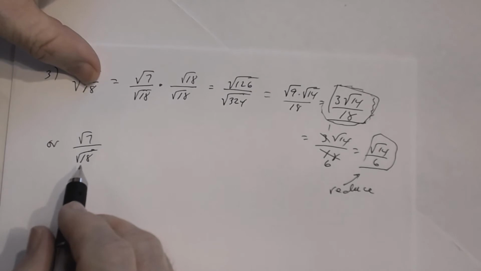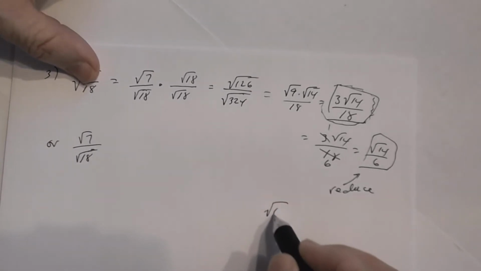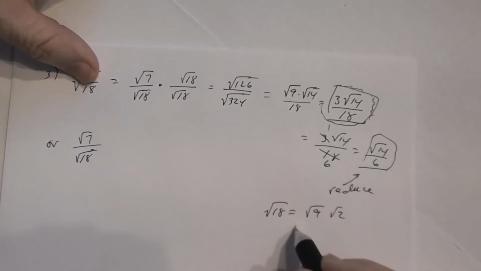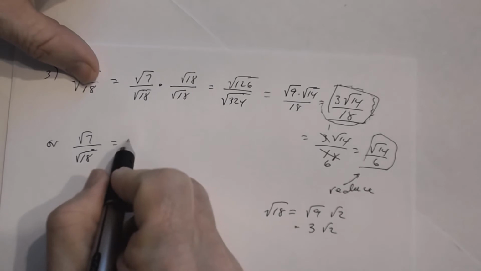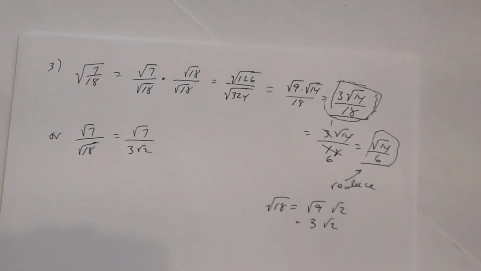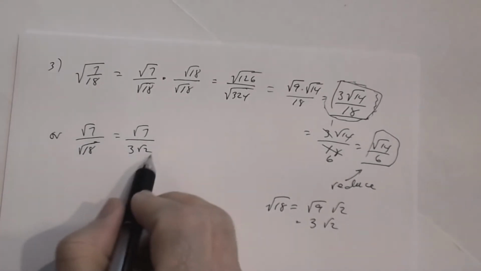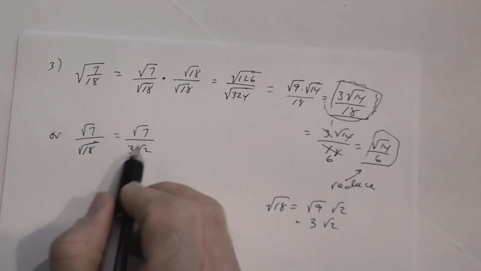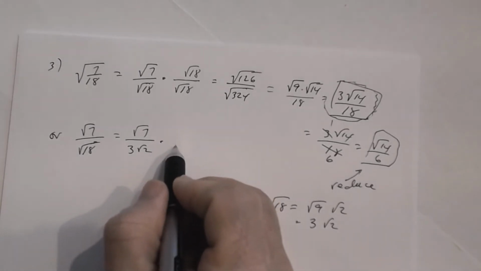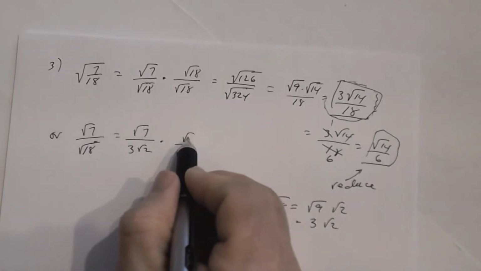Here, though, I can simplify this. If you remember, the square root of 18 is the square root of 9 times the square root of 2. So that's 3 square root of 2, right? So what I'm going to do now is rewrite this as the square root of 7 divided by 3 square root of 2. Notice it's still irrational, but you have a square root of 2 as the radical. So now I'm going to multiply both numerator and denominator by the square root of 2.